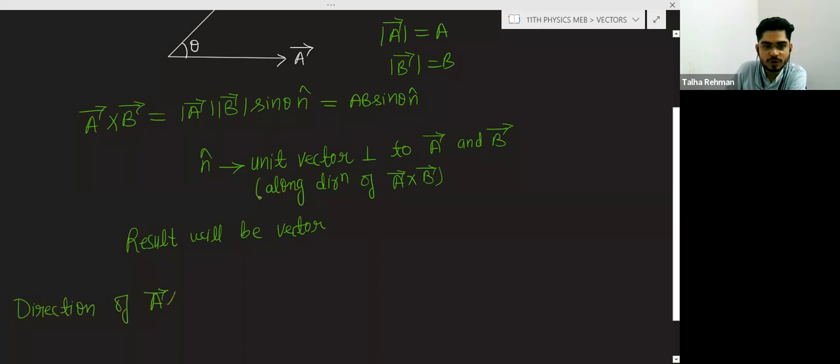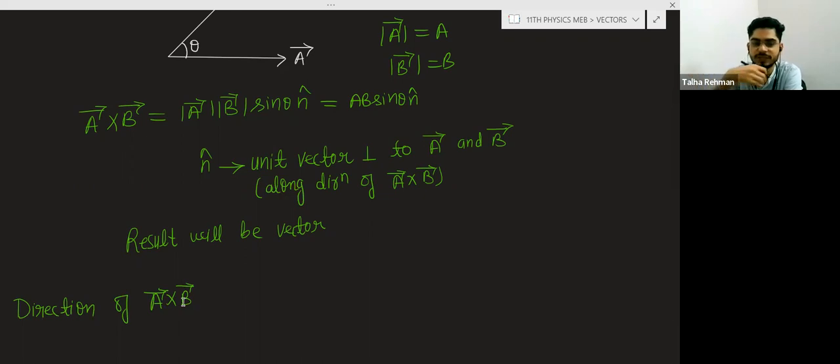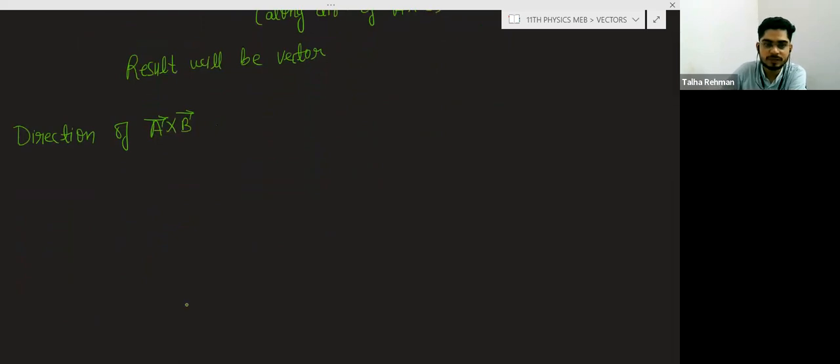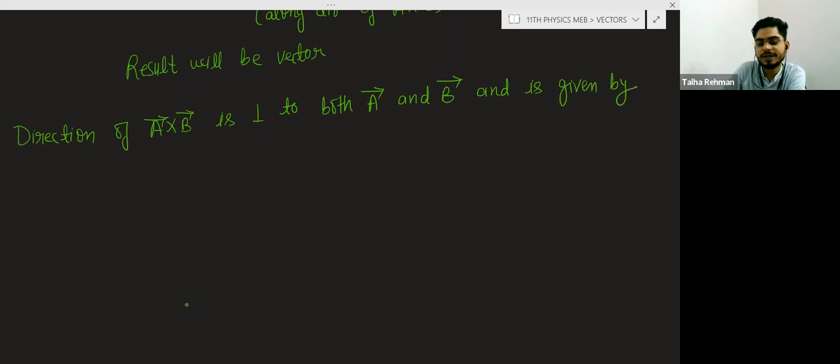So for the direction of A cross B, you have calculated this A cross B. There will be some direction of this A cross B, because this is a vector. Earlier we had a scalar, so we were not calculating the direction. Now we will calculate the direction. Direction of A cross B is perpendicular to both A vector and B vector, and is given by the right hand thumb rule.